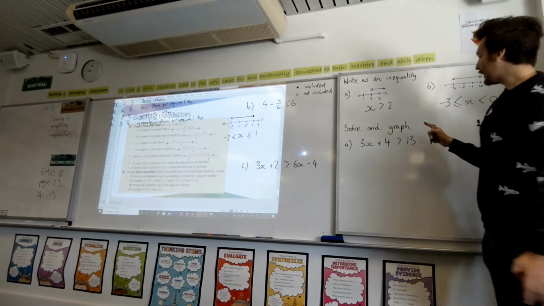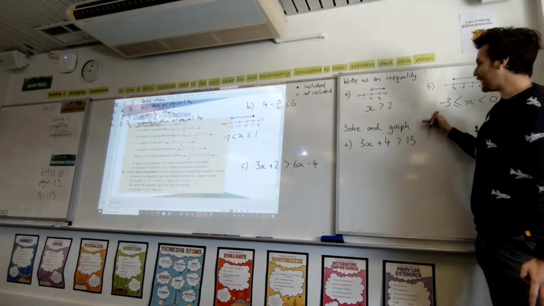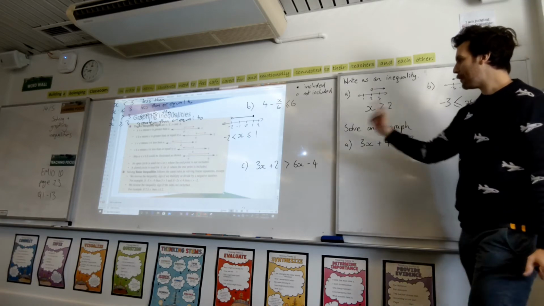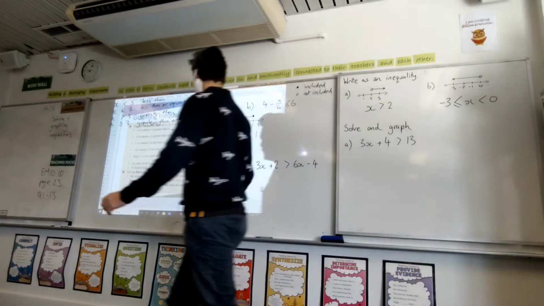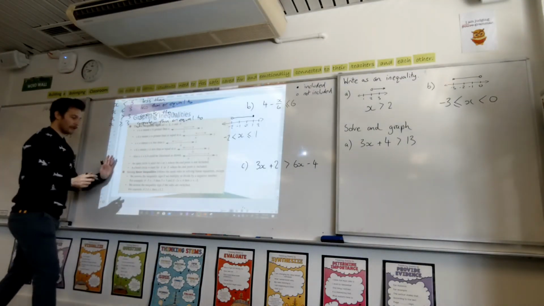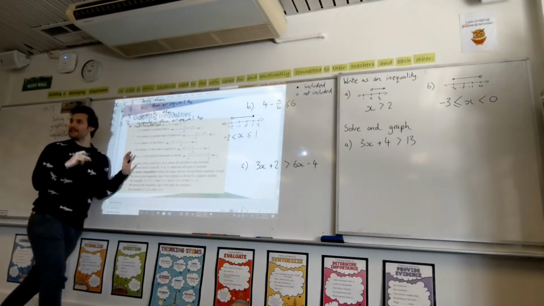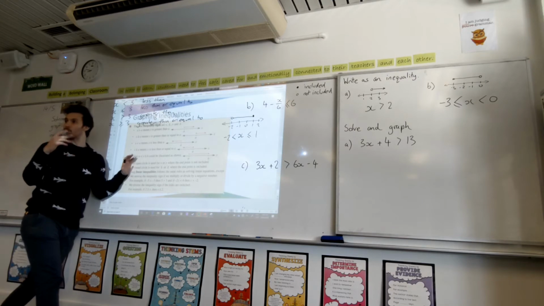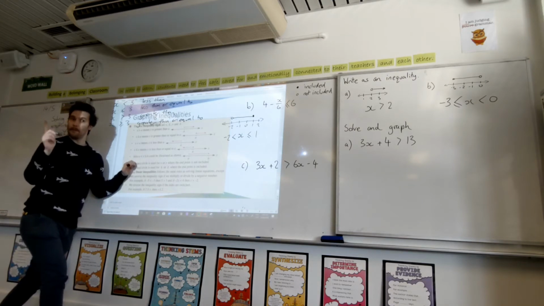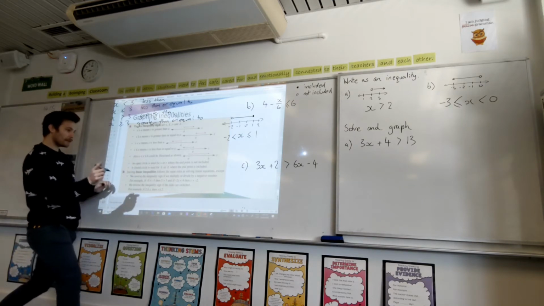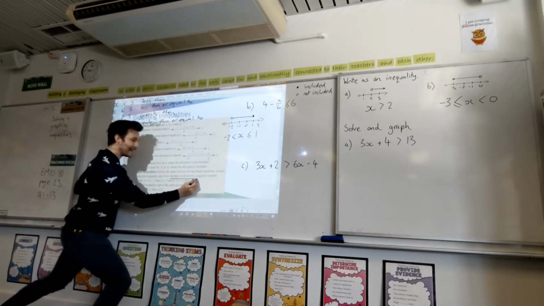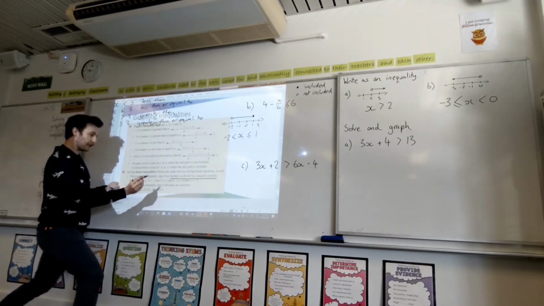Cool. Right, that brings us on to the solving and graphing side of things. There's a bit more information on the board about this. The biggest thing that I'll point out to you is that we can solve these in the same way that we solve regular equations. The big difference is if you multiply or divide by a negative number, you have to reverse the inequality sign.